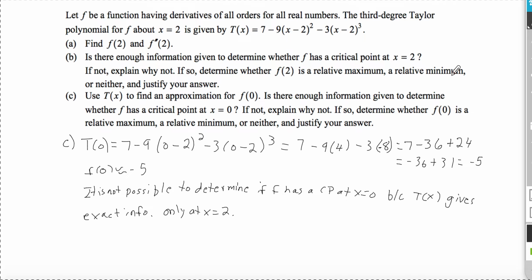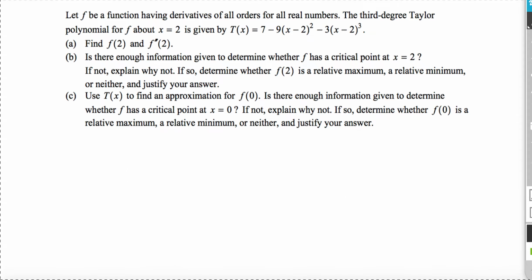I like this problem because it gets us thinking about how we can apply our understanding of the values in here to some of the other information we've learned already in calculus. Okay? Cool. Let's move on to the next one.